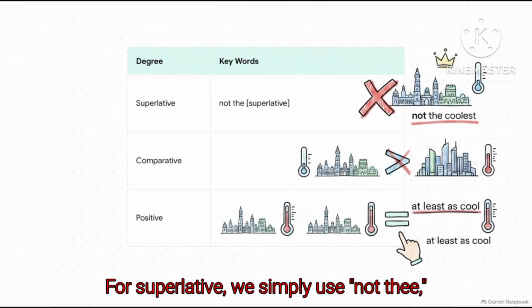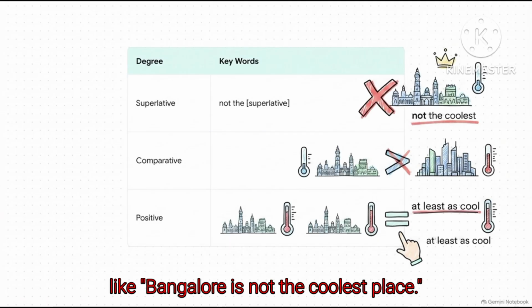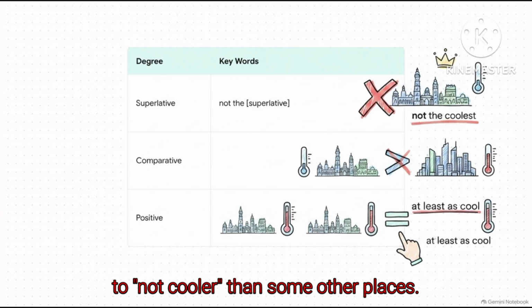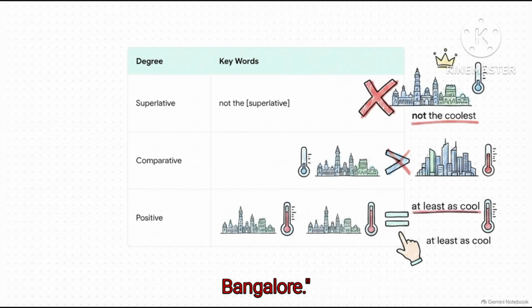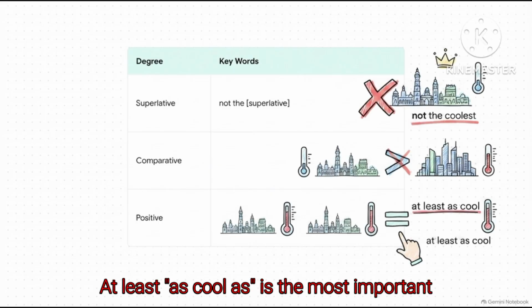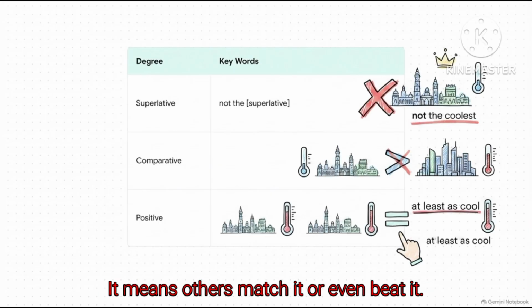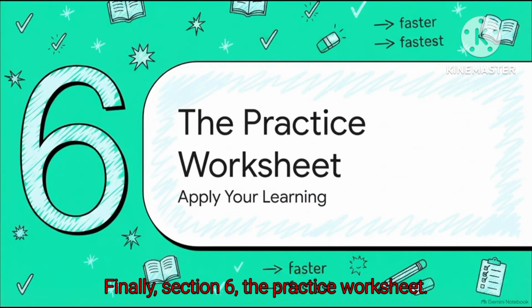For superlative, we simply use not the, like Bangalore is not the coolest place. To make it comparative, it translates strictly to not cooler than some other places. And for the positive degree, we say some other places are at least as cool as Bangalore. At least as cool as is the most important phrase here. It means others match it or even beat it. Finally, Section 6, the practice worksheet.